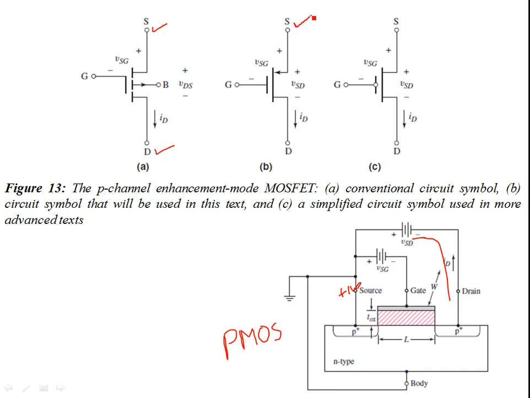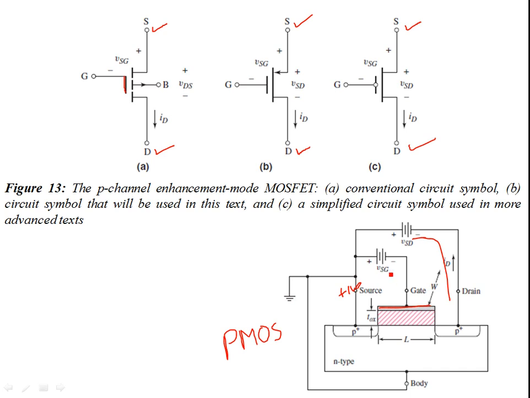So the first thing you notice in all three circuit symbols is that the source is more positive and the drain is less positive. And once again, this solid line represents your gate, which is metal over here.